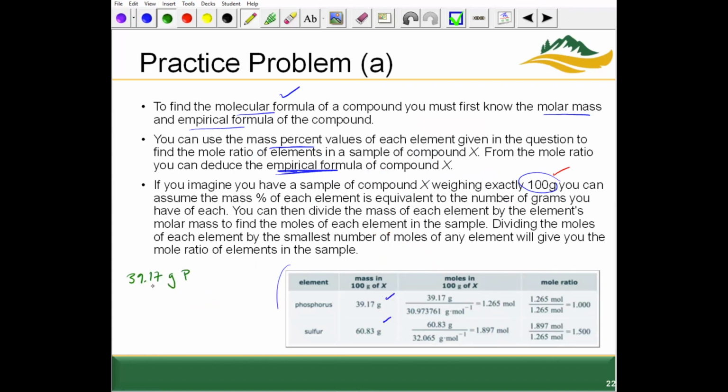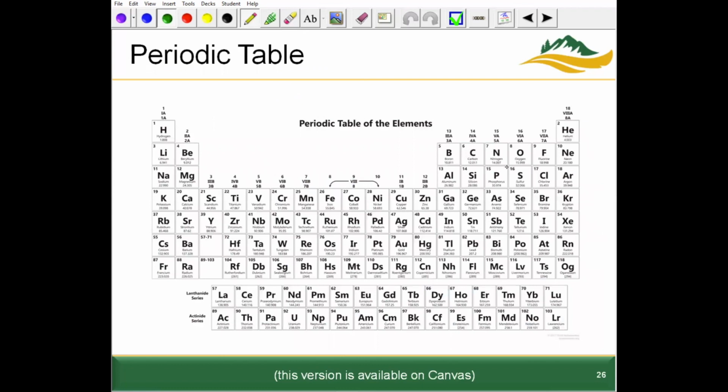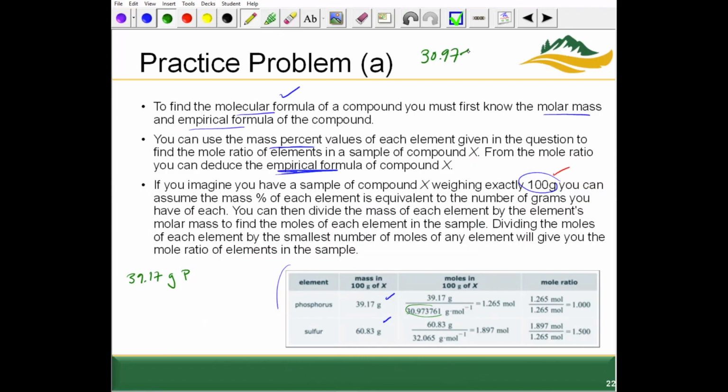So now we have 39.17 grams of phosphorus, and we're going to need the atomic mass of phosphorus. To practice doing this, we're going to go to the periodic table, find phosphorus. It has an atomic mass of 30.974. So 30.974 grams of phosphorus per mole of phosphorus. We need to orient this such that we cancel out grams and we're left with just moles. So grams of phosphorus cancel out, we're left with just moles of phosphorus.